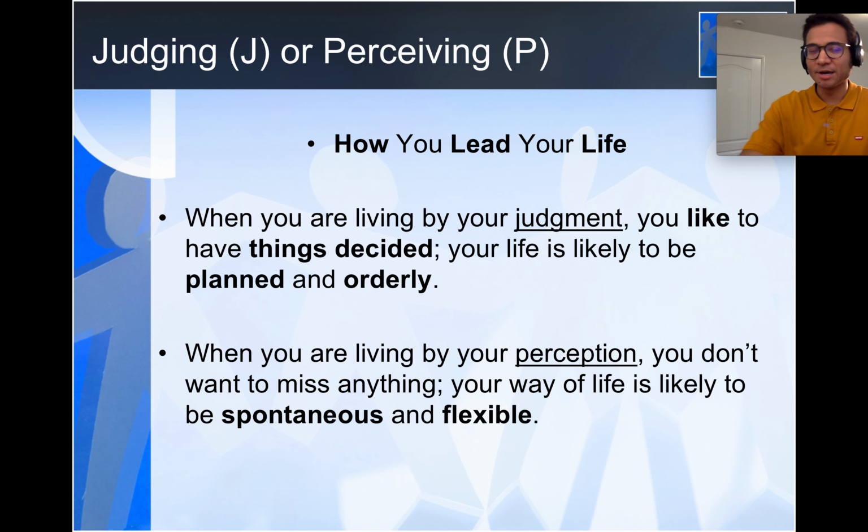That does not mean that you micromanage every single detail. No, it just means you like to have a game plan and march onwards in that direction. I certainly got J. Okay, P, which is when you're living by your perception, you don't want to miss anything. Your way of life is likely to be spontaneous and flexible. It's like if they tell you, hey, drop what you're doing, let's go to the beach right now. A P would say, okay. A J would say, wait, let me check my calendar and see if everything is okay, and if that's possible, then based on that game plan, then you go.